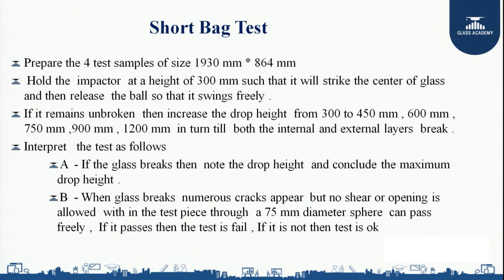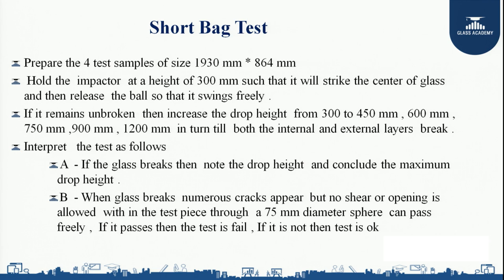Here also, in order to perform this test, we need 4 test samples of 1930 by 864 mm. We need to hold the impactor at a height of 300 mm such that it will strike the center, and then release the ball so that it swings freely. If the glass remains unbroken, increase the drop height from 300 to 450, and in a similar way 600, 750, 900, 1200, in turn, until both the internal and external layers break.